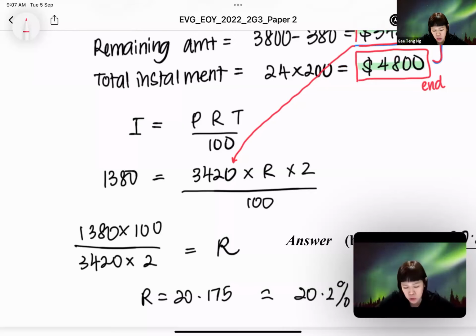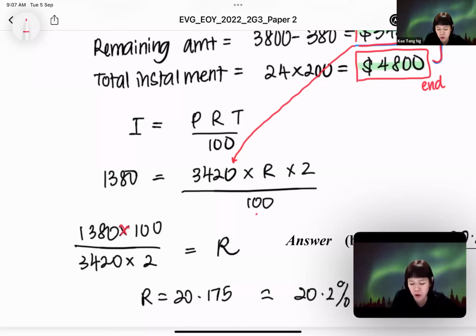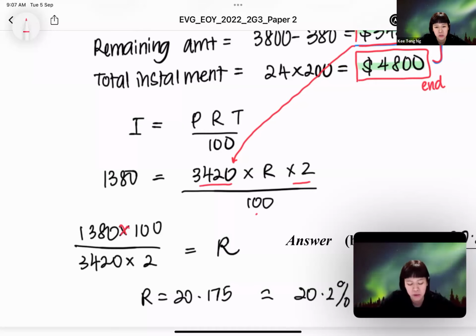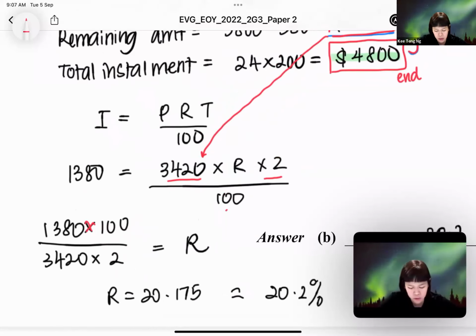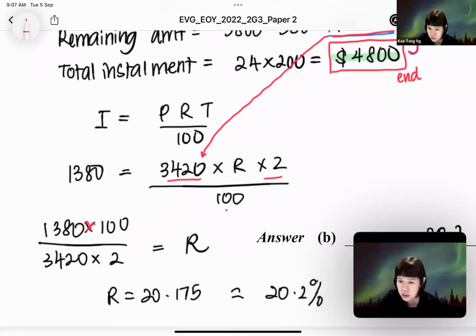So how are we going to get rid of 100? We're going to get rid of 100 and multiply by 100 over here. How am I going to get rid of 3,120 and the number 2? Right, so I divide away 3,420 and divide away by 2. Then the value that I'll have will be my interest rate. So my interest rate is actually 20.175. I think the number is not very exact, so I rounded it off to 3 significant figures.